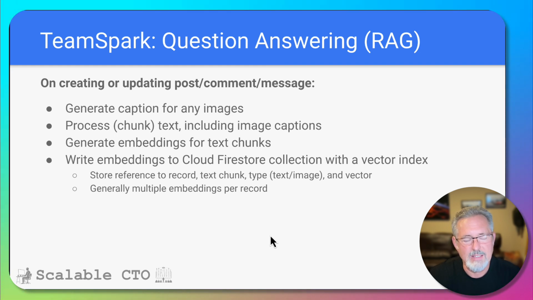And then we take that text along with the text of the post, comment, or message, and we chunk it up. So we'll divide it into sentences. We might divide it even smaller than that. We might remove certain kinds of phrasings. We might remove certain kinds of punctuation. And we'll come up with what we think are the semantically meaningful chunks of text that come out of these texts and images.